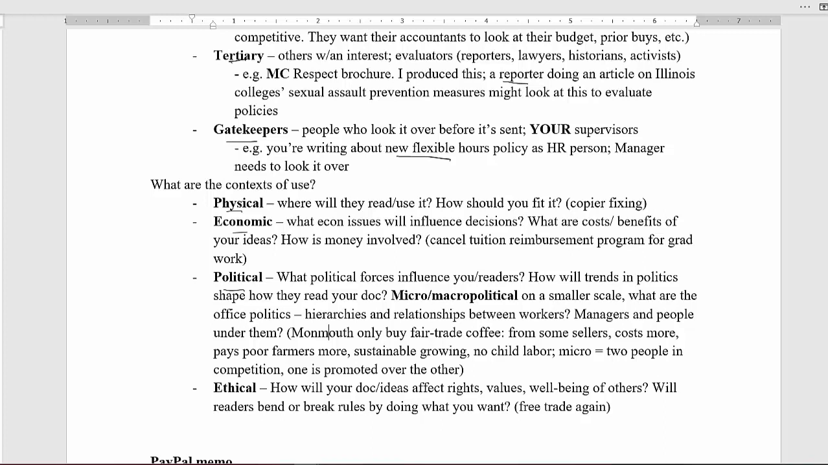The political environment. What kinds of things are going on in the political world? It could be at the local level, the state level, the federal level, or even the international level. What kinds of things are happening? What kinds of trends are there that may actually have an impact on how people perceive what you've written?